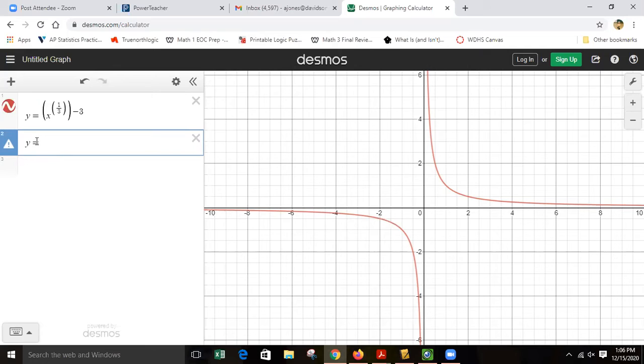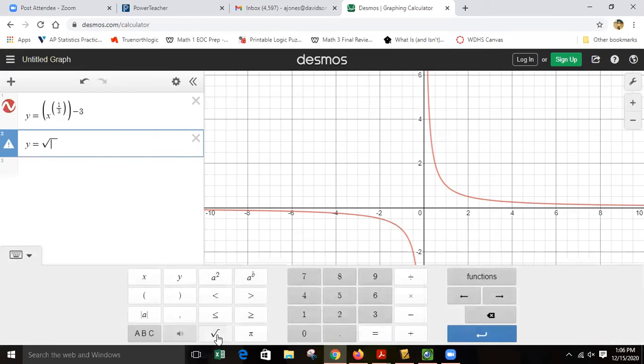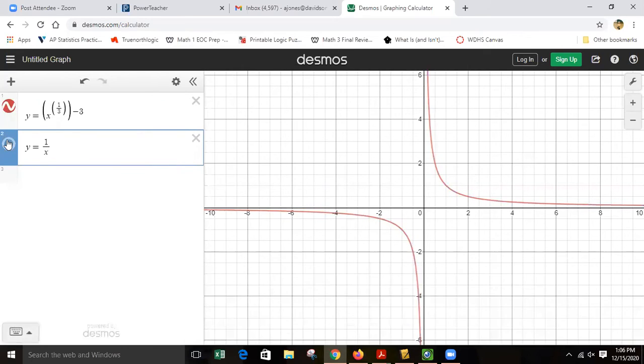So square root is on this keyboard down here. Square root x. Did that match? No. So that's not our answer. So we know A is not our answer. We have 1 over x. Did that match? If you're not sure, you can click over here on this color and take it off and put it back on. It graphed right over it, right? So that one is our answer.